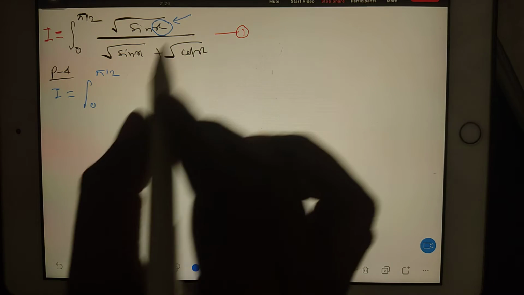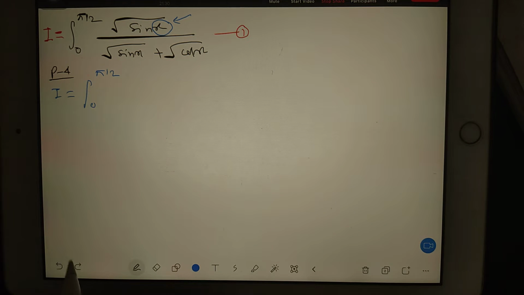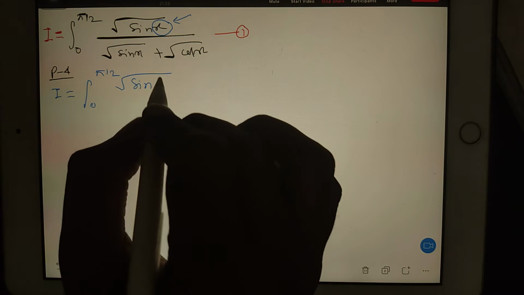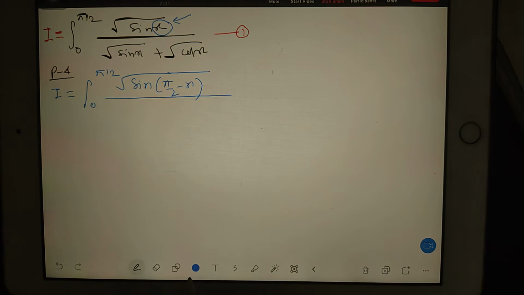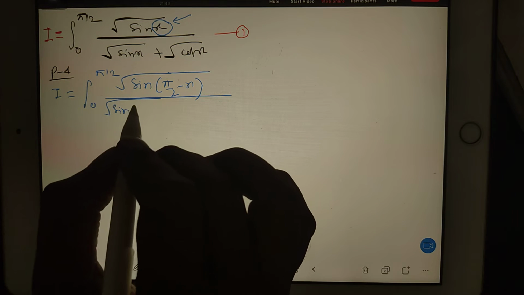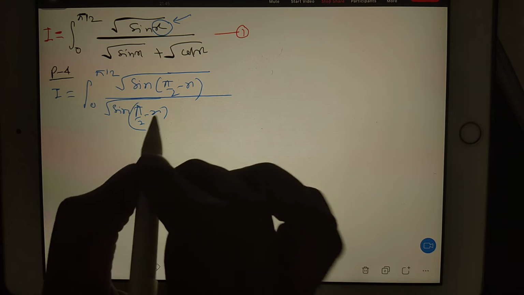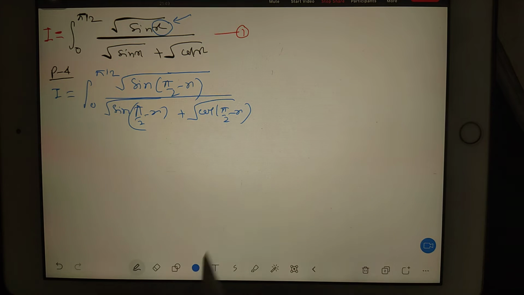So the total answer will become cos x. You can write it like this, otherwise you may be uncomfortable with what I'm trying to do here. I am showing you that I have applied property 4 here. Then again you will apply in the denominator also sine of pi by 2 minus x, and the same thing you will apply here also, cos of pi by 2 minus x.